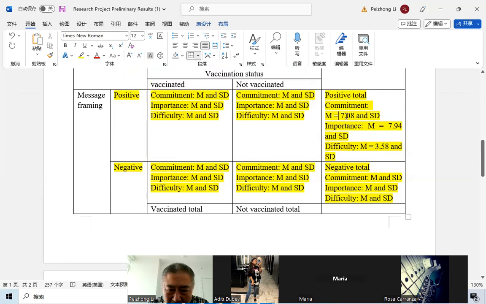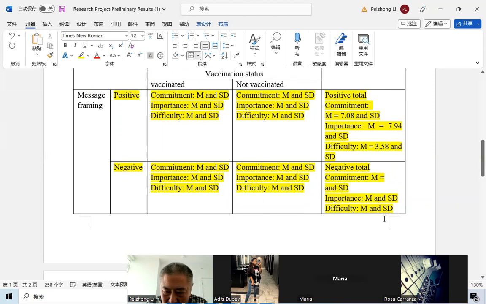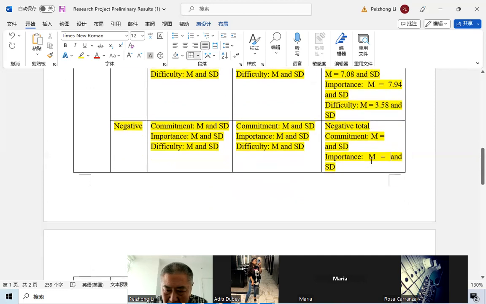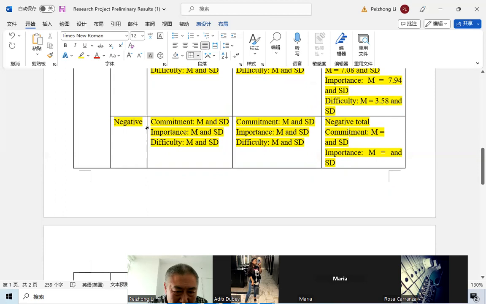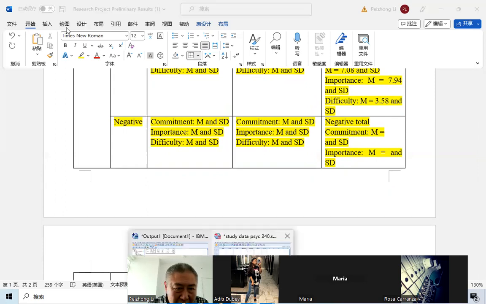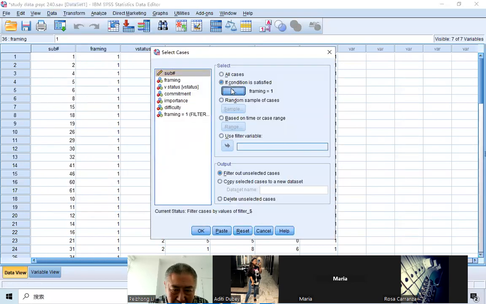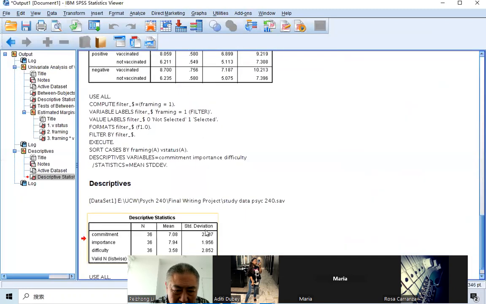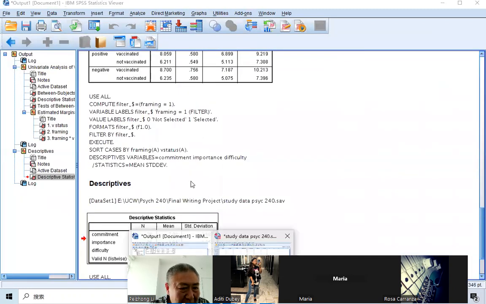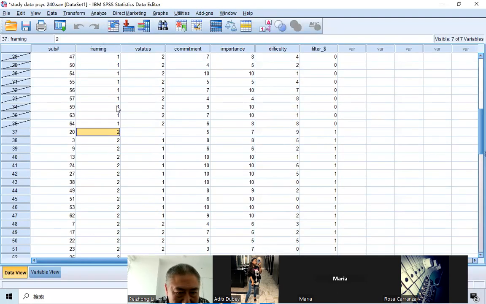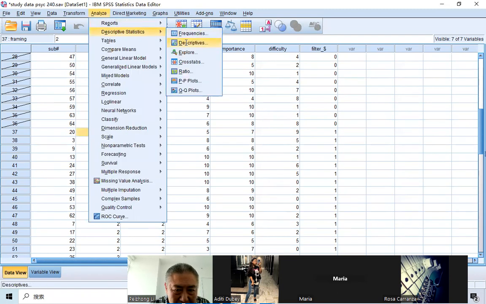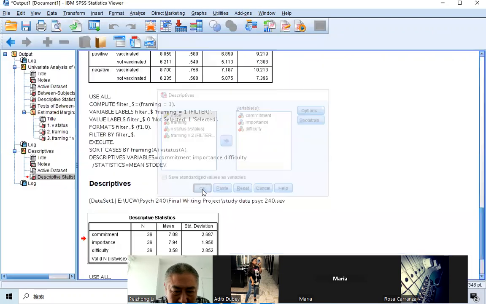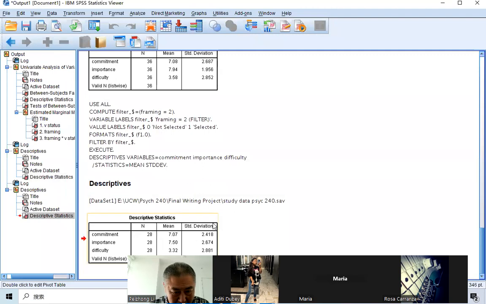You want to know whether this 7.08 is higher than the one for negative framing. So what about negative framing? I want the means of commitment for those people who have negative framing. Now I need to select some other cases, so framing now equals 2, not 1. Now I have all those people who have negative framing, and I get the same numbers, the same description and variables, just different people. Let me copy this one.